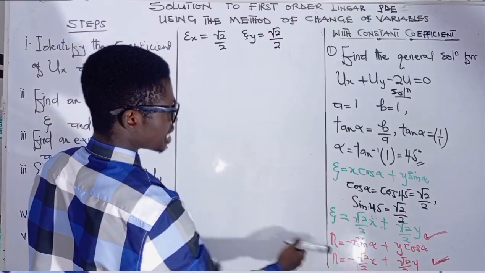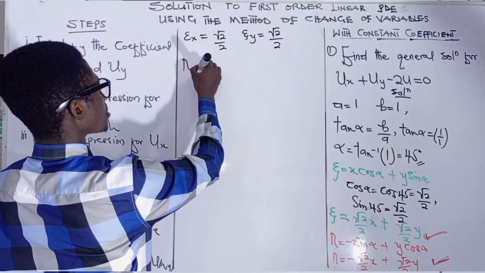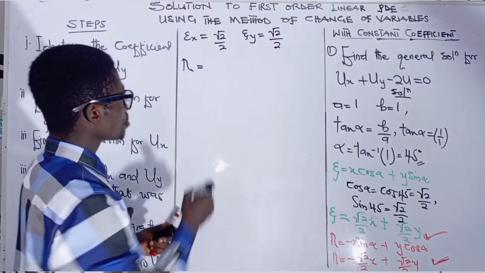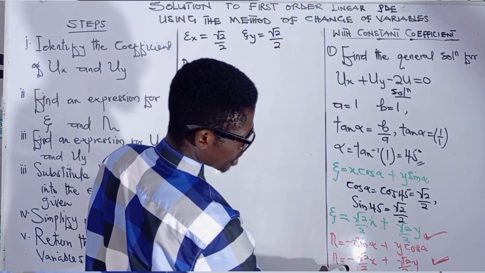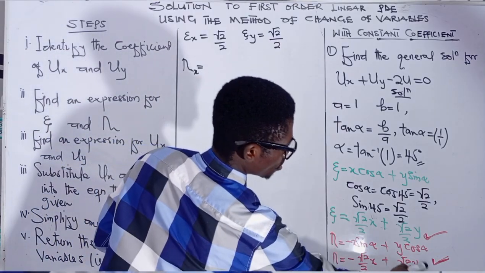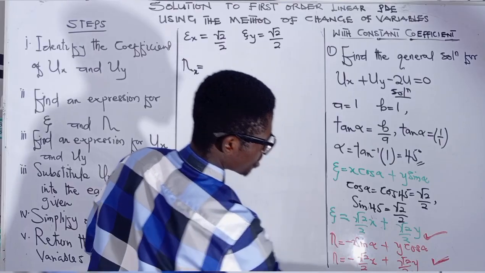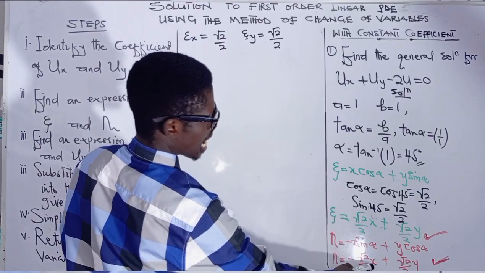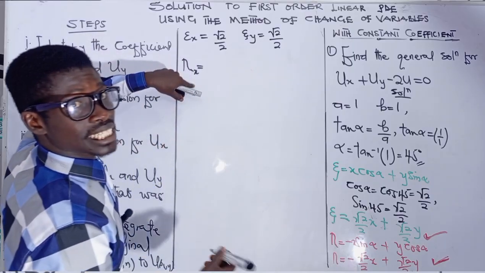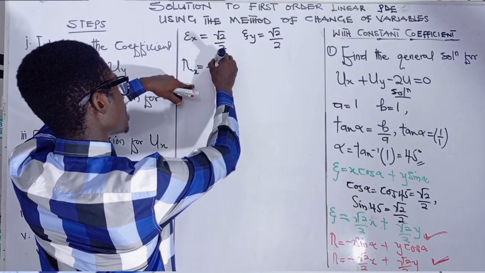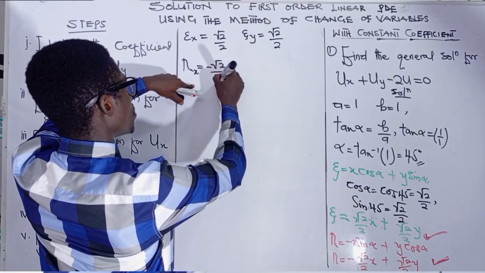Then we move on to eta. So eta x, we are going to take it with respect to x. So we are differentiating this equation with respect to x. Any function of y becomes a constant, so this will give us 0. And then when we differentiate x with respect to x, we get 1. 1 times negative root 2 over 2 gives us negative root 2 over 2. We have negative root 2 all over 2.